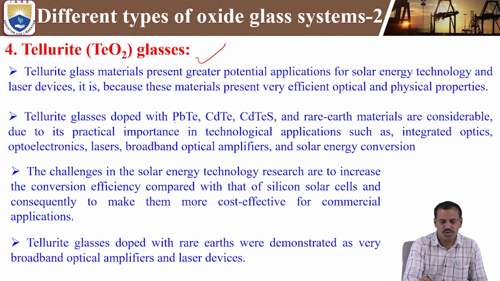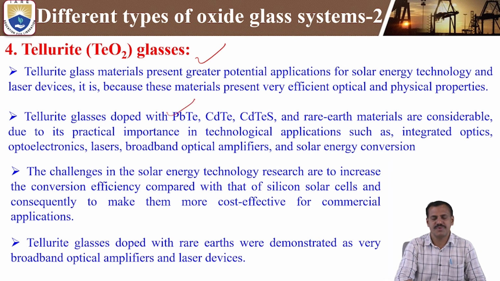Telluride glass systems doped with lead tellurium, cadmium tellurium, cadmium tellurium sulfide and rare earth materials are considerable due to their practical importance in technological applications such as integrated optics, optoelectronics, lasers, broadband optical amplifiers, and solar energy conversion. These are the different applications of telluride based glass systems, because they have low photon energy and at the same time a very low melting temperature. That is one of the important technologies where we can use telluride based glass systems.